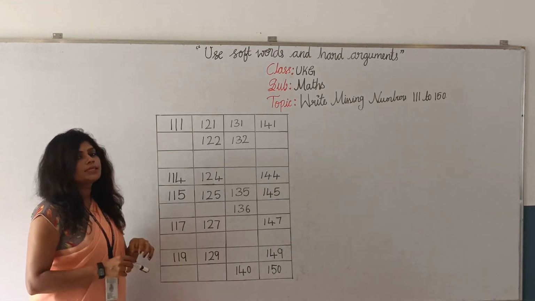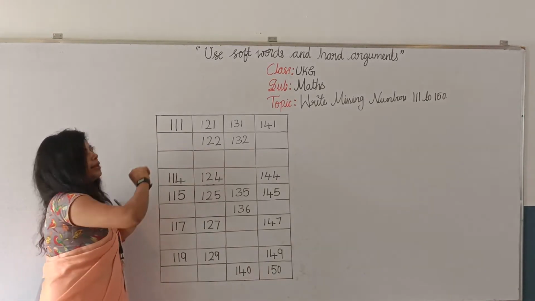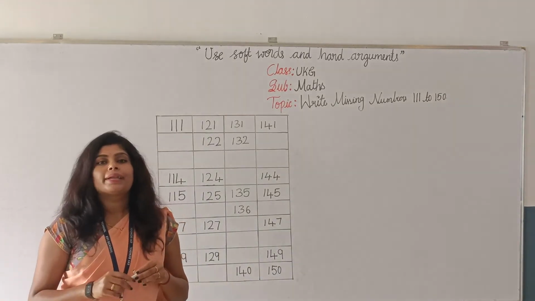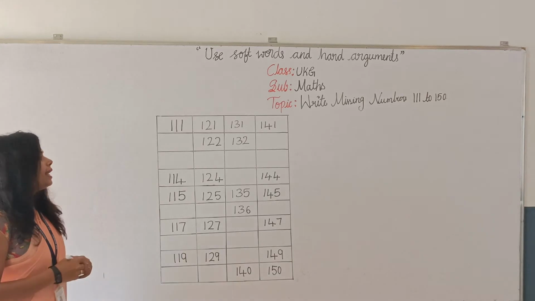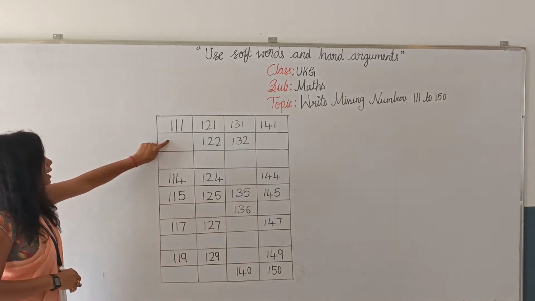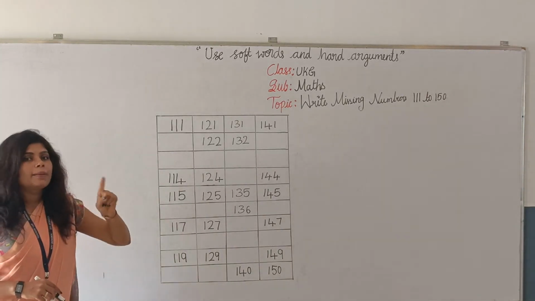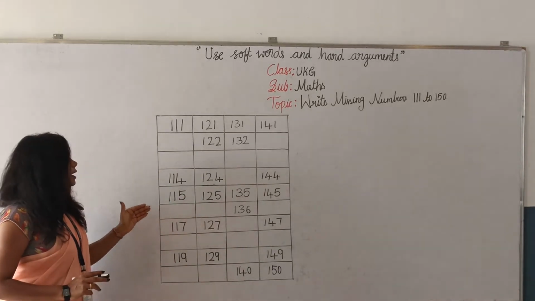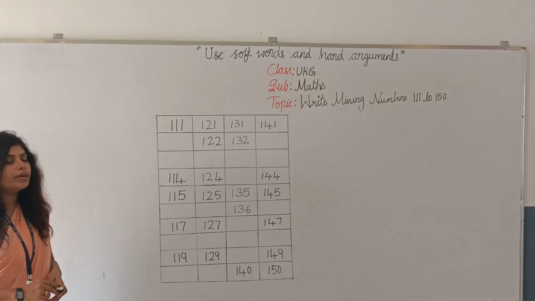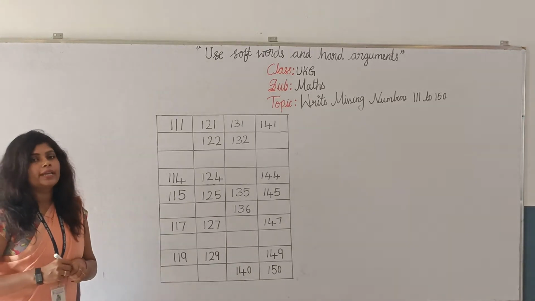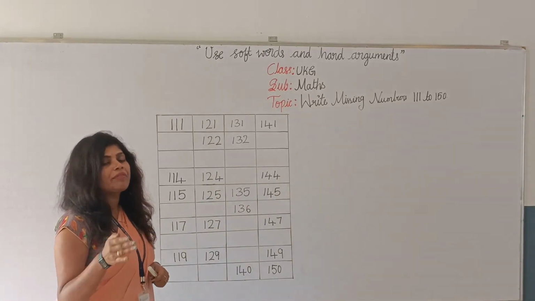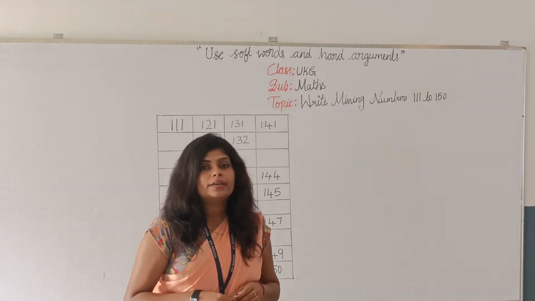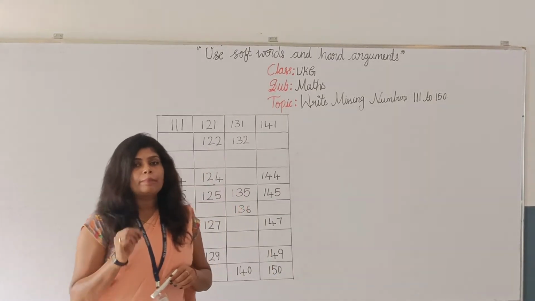Which number is it? 111. Next the number is missing. Another number is also missing. Then the number given is 114. What should we do, children? What did we do in our previous math classes? What have we learned? How to find out the missing numbers?